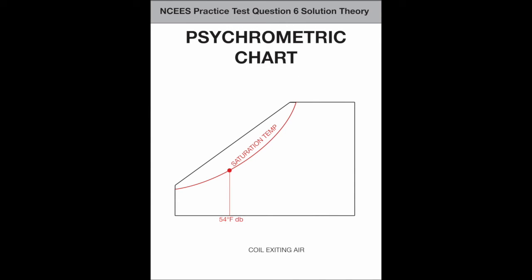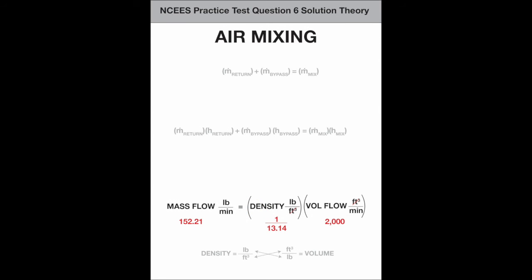Coil exiting air is 54 degrees dry bulb saturated. Where 54 degrees dry bulb intersects with the saturation temperature line, find roughly 13.14 cubic feet per pound and 22.6 BTU per pound. At 2000 CFM, this is flowing at 152.21 pounds per minute. The mixed mass flow is the sum of the two input mass flows. No mass is magically created in the process. So, this equation can be populated with the relevant numbers now.